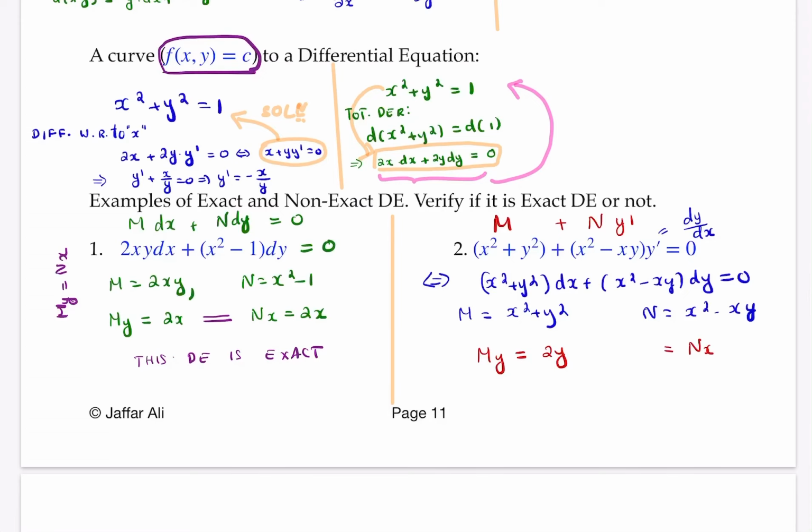M_y is the partial of M with respect to y, which is going to be 2y, and N_x is equal to 2x minus y, and you see that these two are not equal. So therefore, this is not an exact DE. This is not an exact differential equation. So we have looked at a case when one of them is exact, and we looked at another case where one of them is not exact. Let's see how we solve this one in the next video.